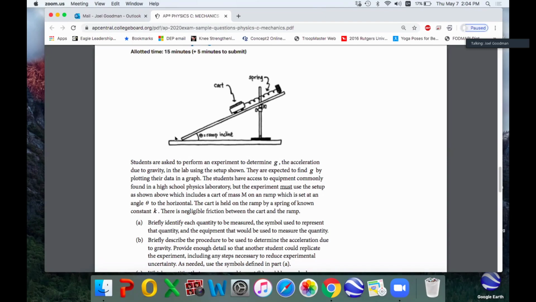Can somebody tell me what they think of when you see a cart on a spring like this with a ramp? Simple harmonic. That's just what I thought of. And the first thing I wrote down was the period is equal to 2 pi square root m over k. And then you look down here and you say, great, I know what k is. I could easily get the mass, because they let me use my lab equipment. I could put it on a scale and weigh it, right?